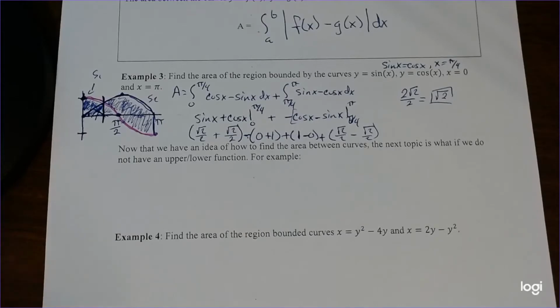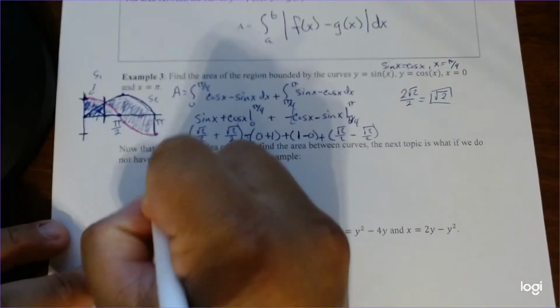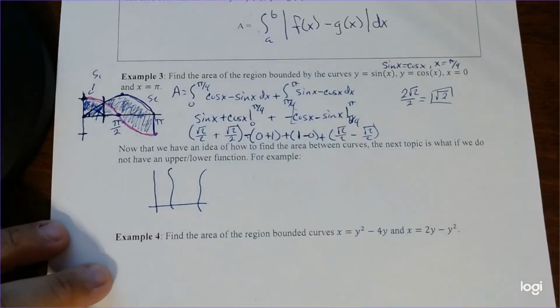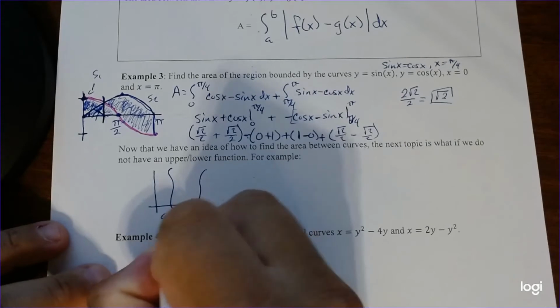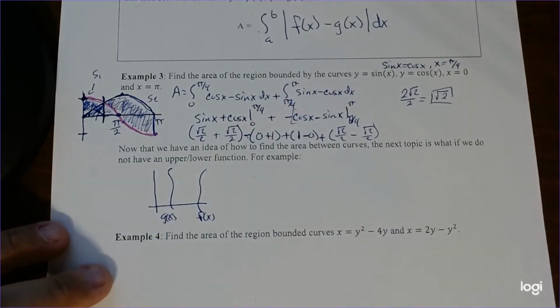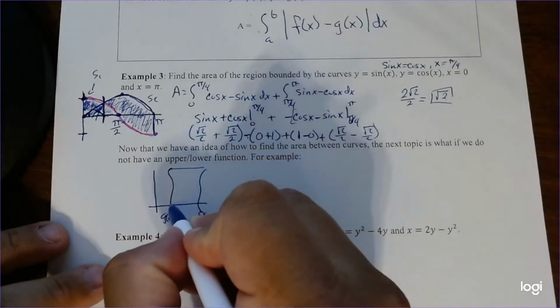All right. Last portion for this section is, well, I kind of said earlier, but I kind of didn't, what if you don't have an upper or lower function to begin with? So you can't really define which is above and which is below. Okay, so in other words, they're up and down, not side to side itself. Okay, so for example, let's suppose we have a function looking like this and like that. So this is our g of x, and this is our f of x. Okay, and we want to find the area between, let's say, here.